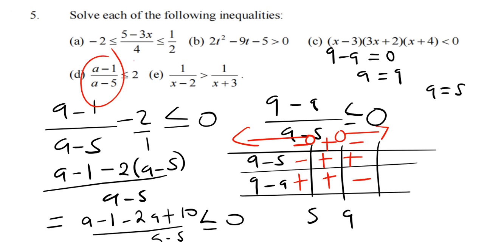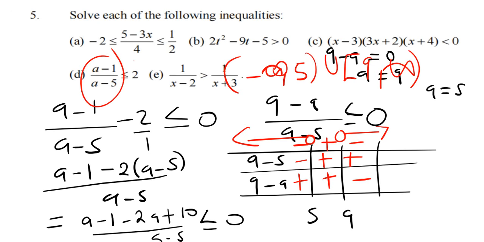So what then will be your solution? Of course, you're moving all the way from negative infinity to 5, union, you're moving 5 to positive infinity. So basically those will be our answers.